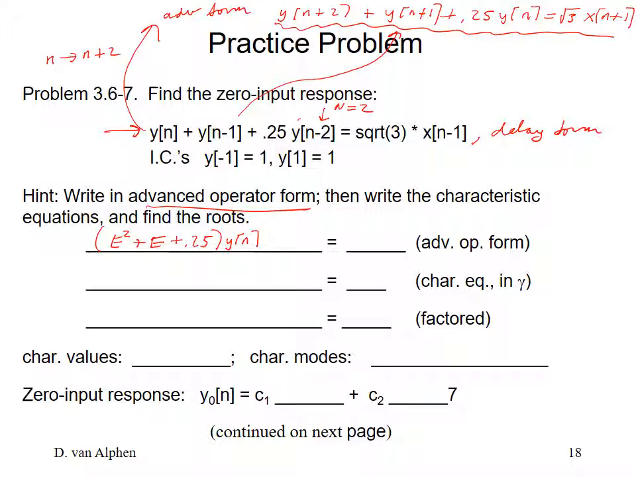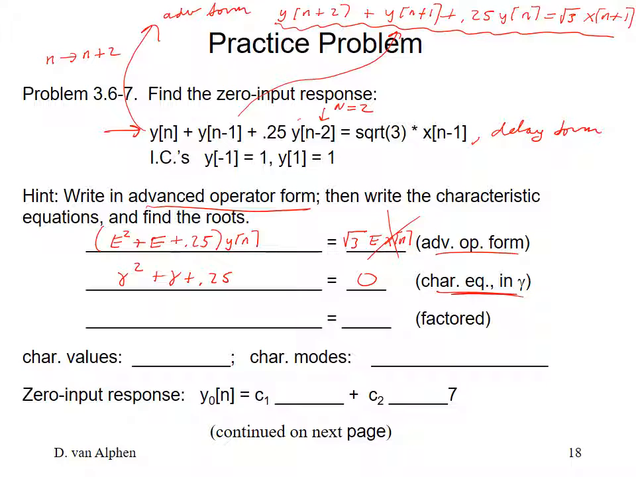equals, and then since I'm looking for the characteristic equation, well, let me go ahead and complete this. Square root of 3 E x of n. Okay, so that's just using advanced operator notation. Now I'm going to write the characteristic equation in gamma, so this becomes gamma squared plus gamma plus 0.25 equals 0. Remember, you always kill off the x on the right-hand side.